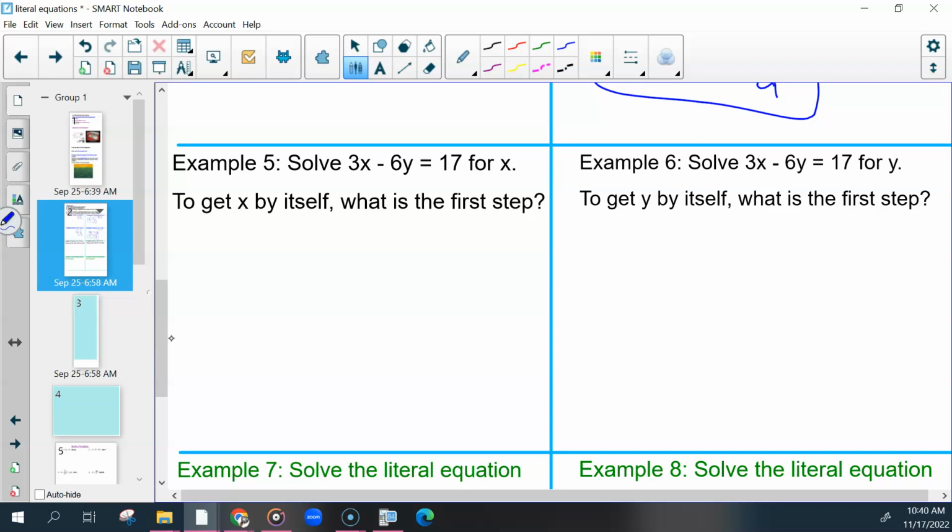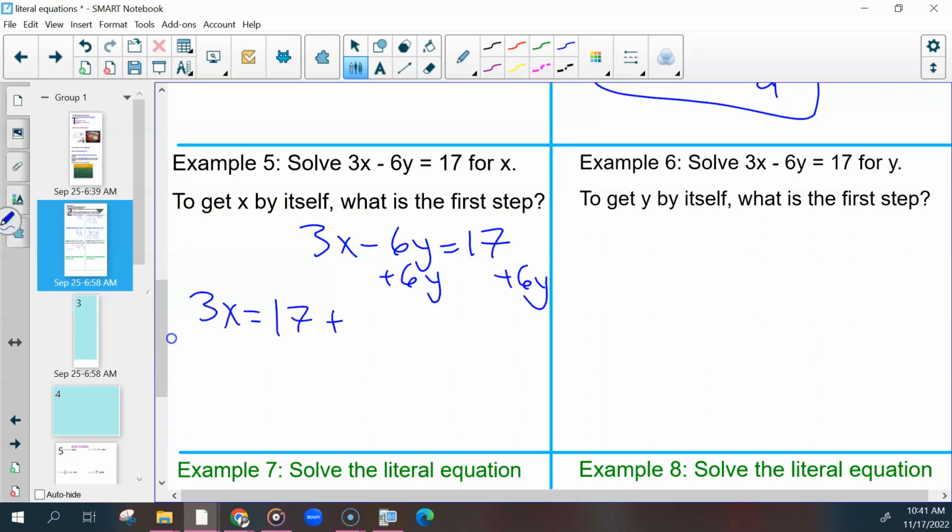Adding 6y to 17. So even though it has two variables, we don't need to do anything with the y. We don't need to separate it. We don't need to divide or anything like that. We can just get rid of it because we don't need it by moving it to the other side. So we have 3x equals 17 plus 6y.